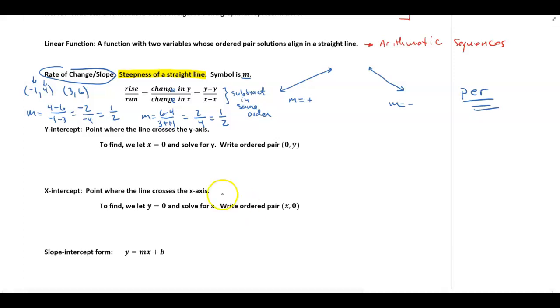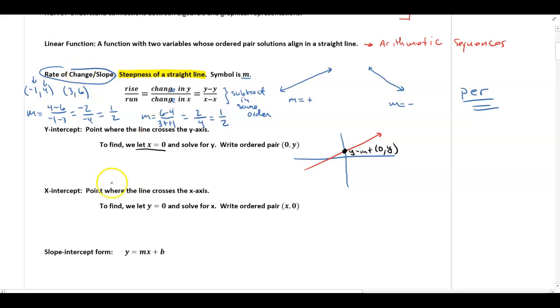All right. Now the y-intercept is the point where the line crosses the y-axis, right? So if you have a graph and you put a line in this graph, this point right here, the point where the line crosses the y-axis, is the y-intercept. Now, anytime a line crosses the y-axis, you have to know the x value will always be 0. So to find the y-intercept, we let x equal 0, and we solve for y. And our ordered pair will always be 0, comma, whatever you get for y. And there can only be one y-intercept.